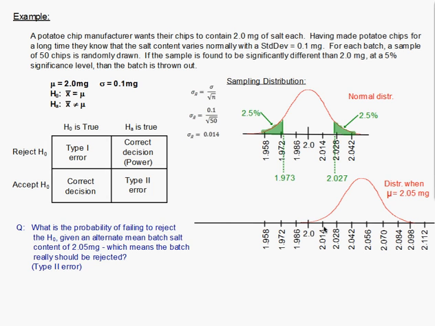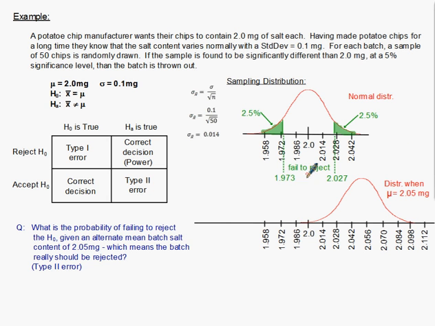I've lined up the second axis so that everything lines up above. So the 2 and each standard deviation, of course, lines up. Now, for this alternate batch, which we're given is 2.05 milligrams, here's the center. 2.05 is right around there. So that's where we would expect the actual distribution to be centered for this particular batch.